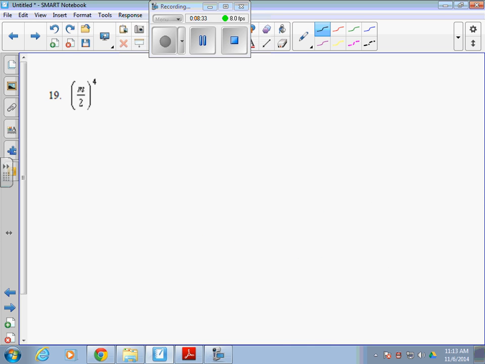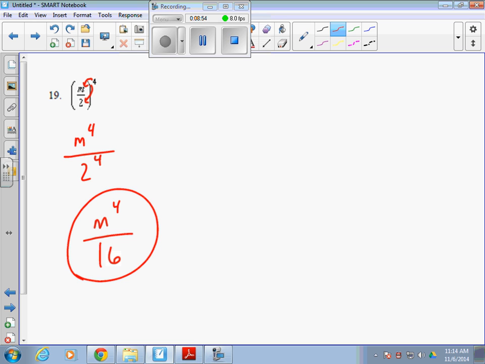And then number 19, you have m over 2 to the 4th. Both of them are going to get raised to the 4th power. M to the 4th over 2 to the 4th. So m to the 4th is going to stay like that. 2 to the 4th, 2 times 2 is 4, times 2 is 8, times 2 is 16. M to the 4th over 16. And that was all of the new stuff from this week.